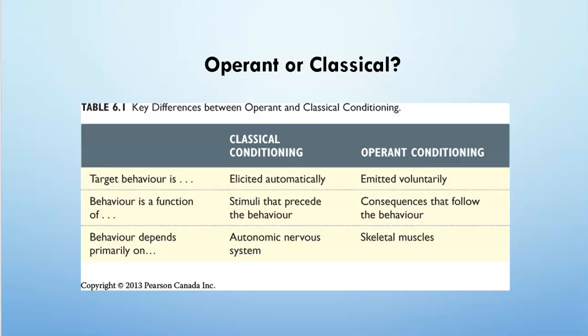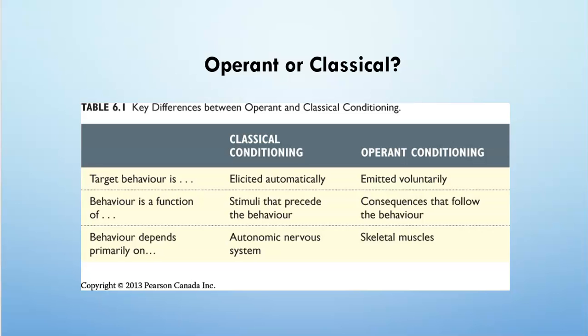Now, let's talk about some of the key differences between operant and classical conditioning. In classical conditioning, our target behavior is elicited automatically. In other words, remember, it's a biological response, right? Whereas in operant conditioning, this is some sort of voluntary response.